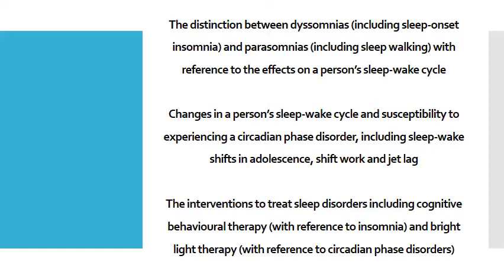We are talking about changes in the person's sleep-wake cycle and susceptibility to experiencing a circadian phase disorder, which is a type of dysomnia, including sleep-wake shift in adolescence, shift work, and jet lag. So this dot point is all about mismatches in environmental cues and the sleep-wake cycle and how that can lead to sleep deprivation. And then our last dot point is interventions to treat sleep disorders. So we're talking about CBT again with reference to specifically insomnia. And we're also looking at bright light therapy with reference to circadian phase disorders.